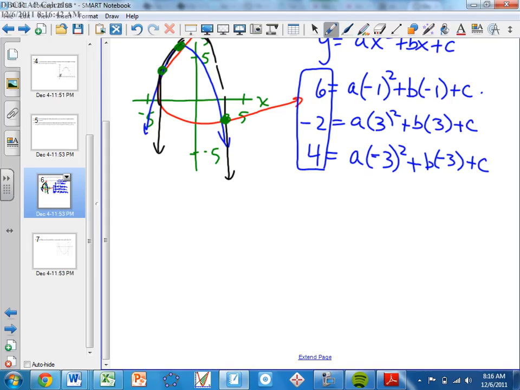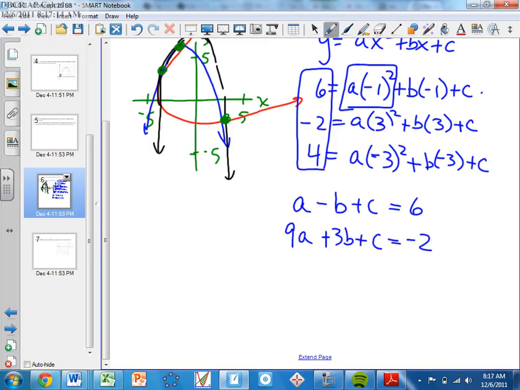So the first line, instead of -1 squared, -1 squared is just 1. So this just becomes a right here. Again, -1 squared is 1, so that's just an a. So I have a minus b, because it's -1 times b, plus c equals 6. So I'm literally just flip-flopping the order in which I wrote them originally and simplifying all of my exponents. 3 squared is 9, so this becomes 9a. This is going to be plus 3b plus c equals -2. And the last line will also be 9a, but it's going to be minus 3b plus c equals 4.